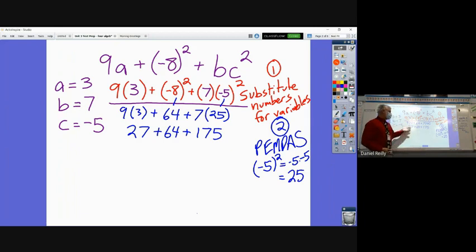Okay, and now it's like a third grade problem because there's no negatives in this answer. Just add these 3 numbers together. These numbers are pretty big. I would do this on paper. Okay, 80, 91, 266. 266. Is that right?